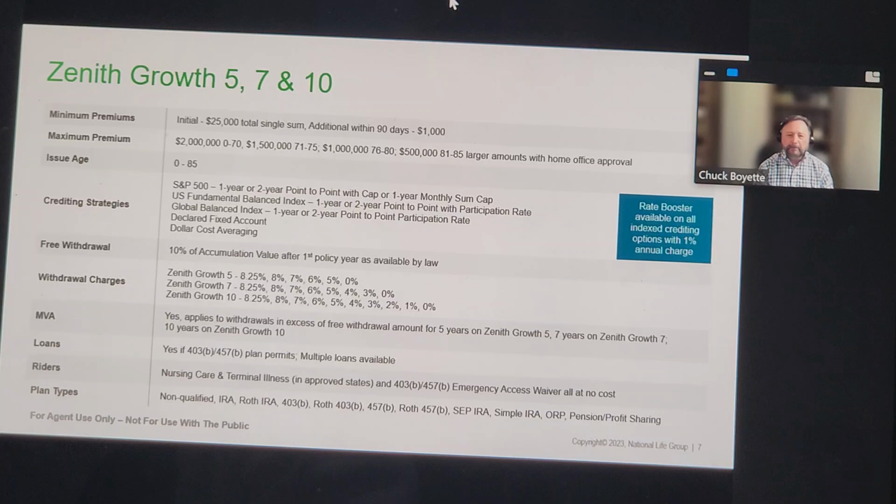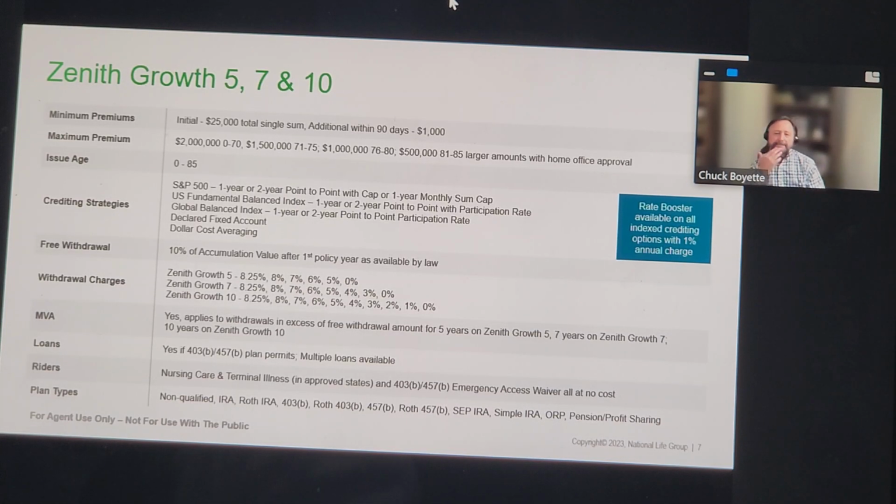We do allow loans with our annuities, but for very specific plan types, and that's 403B and 457. All right. The riders that I mentioned a few minutes ago, we have the nursing care rider and the terminal illness rider. And again, we'll go into more detail in a moment on those two, but the 403B and 457B plans allow for emergency access waivers as well.